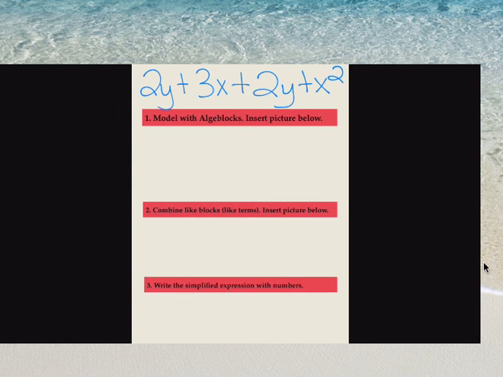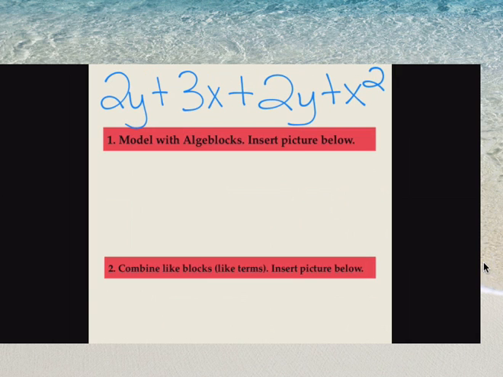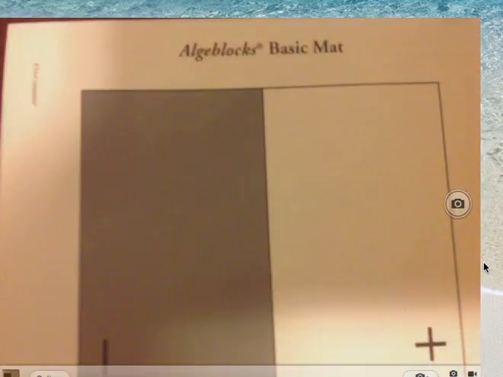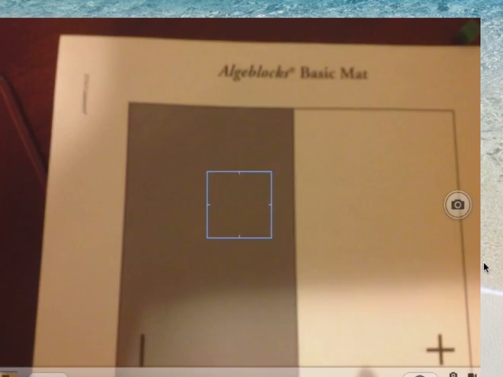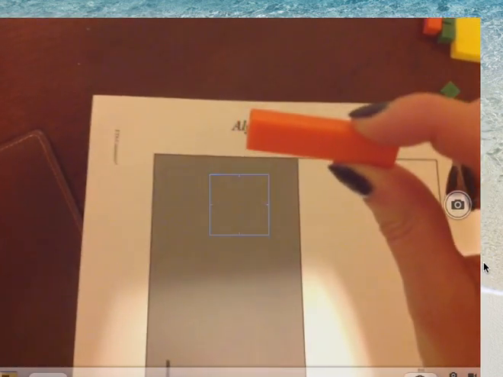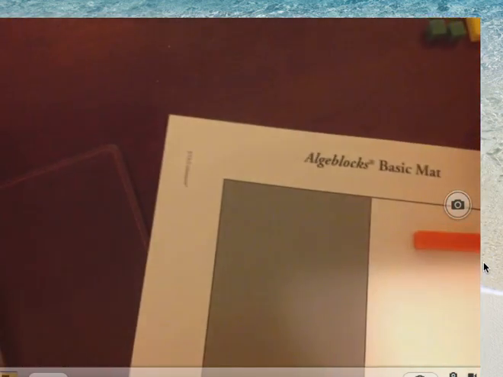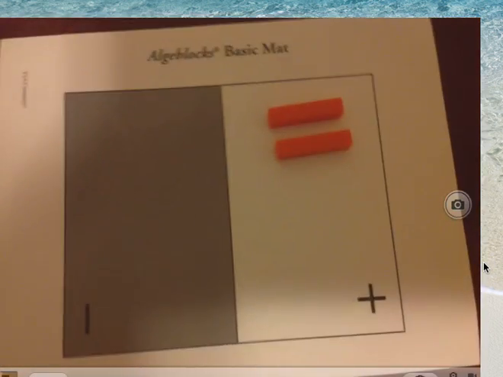Alright, let's try another one. This one's going to be a little trickier. We've got different variables in here to represent: 2y plus 3x plus 2y plus x squared. Okay, let's go to our mat. Alright, so once again we're starting with 2y. Remember, y is represented with the orange sticks. Okay, we need 2 of those on the positive side to represent 2y.